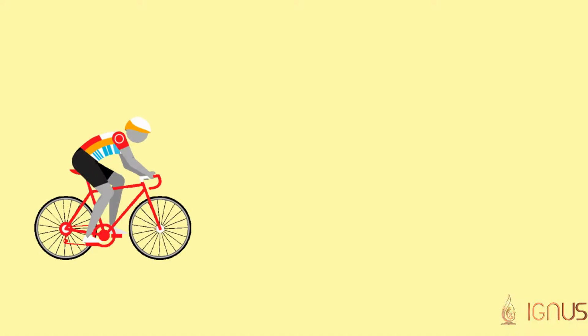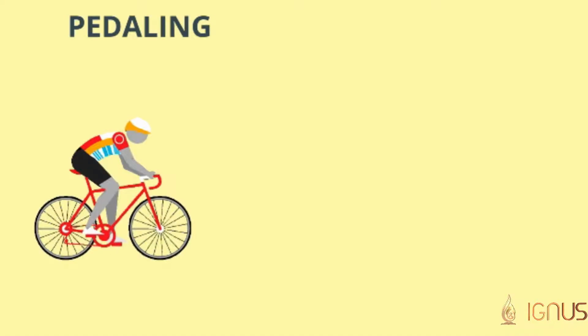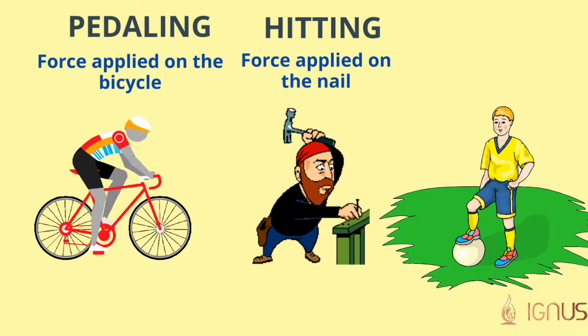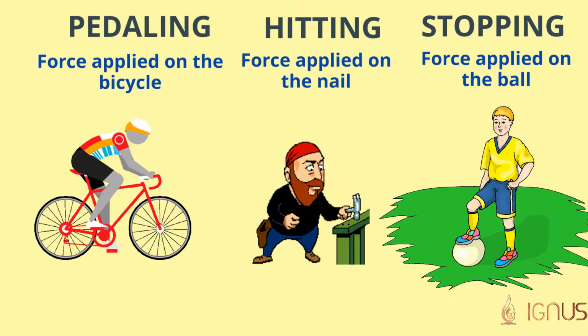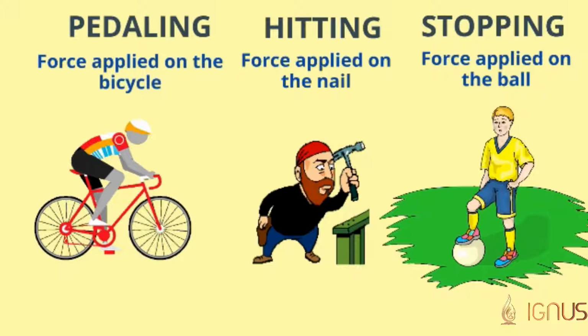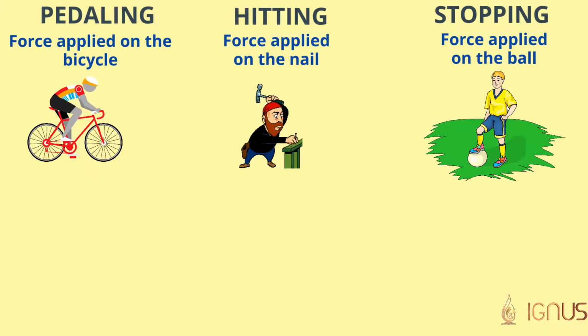While riding a bicycle, we pedal it continuously to keep it in motion. Here, pedaling is the force that we apply on a bicycle. Hitting a hammer on a nail is also a force applied on a nail. Even stopping the ball means we are applying a force on it. We applied some force to stop the ball.